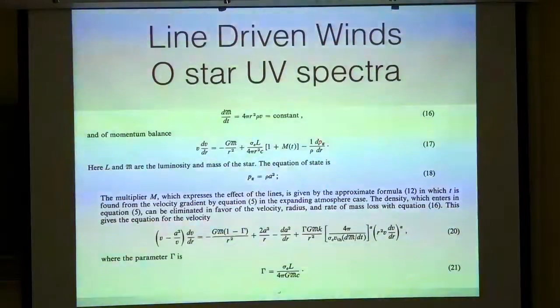And then there's this funnier term here, M of t. What that is, it's trying to account for the absorption of photons by the lines. I'm not going to explain how all that works. You can go look at the paper, but basically they're adding up a bunch of opacity from a bunch of lines. If you just look at the optically thick lines, that opacity is proportional to the velocity gradient. That's easy enough to see.